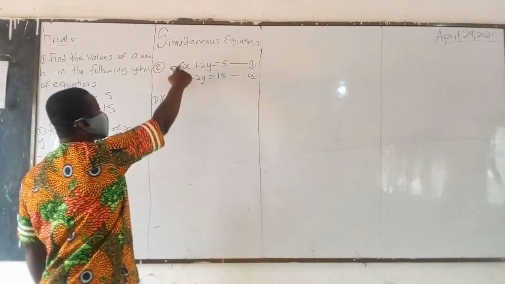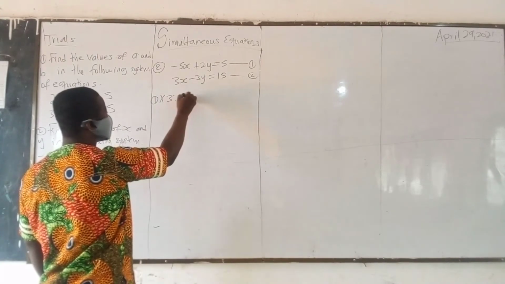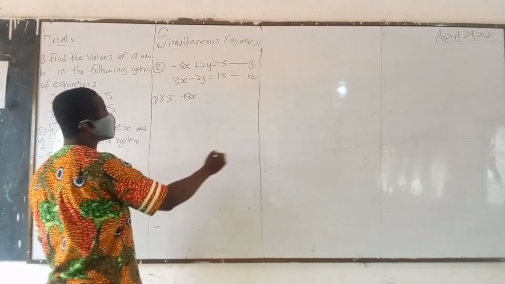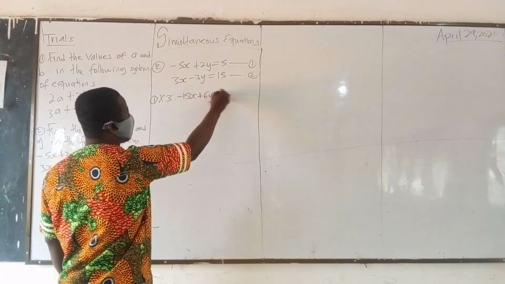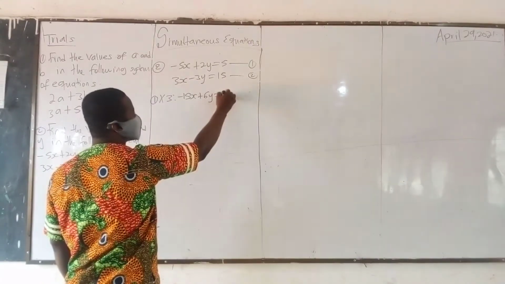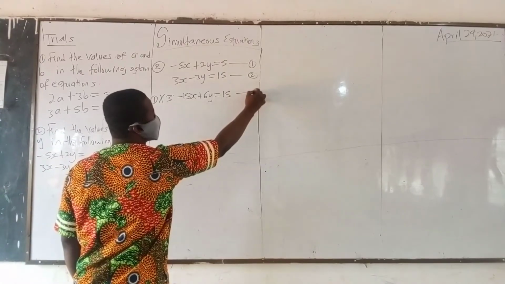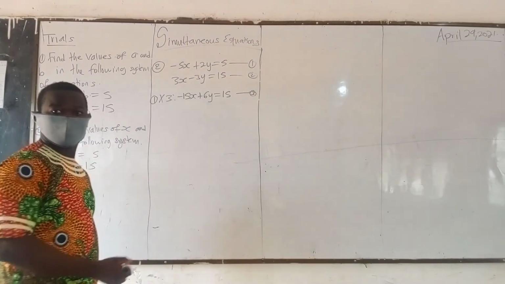So let's come. Three times negative 5 gives us negative 15, then bring the x. Then 3 times 2y gives us 6y. And 3 times 5 gives us 15. Let's put this on equation 3. Alright?